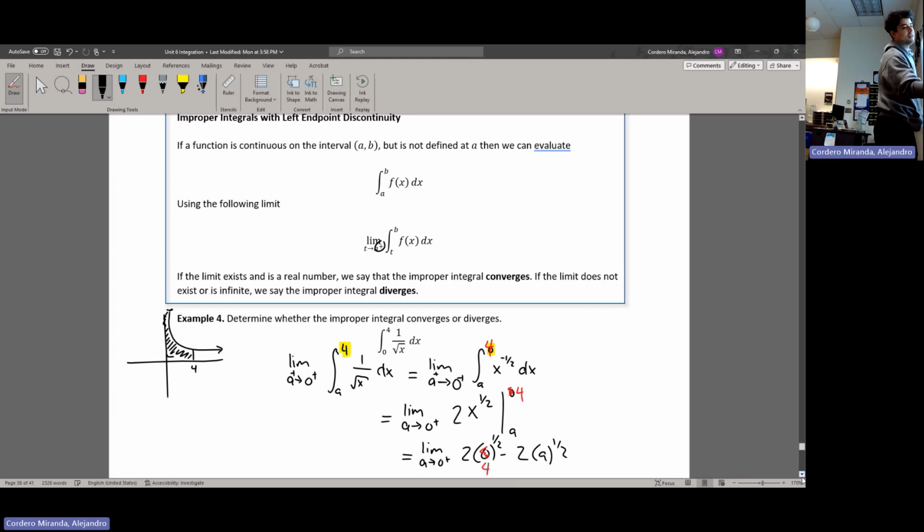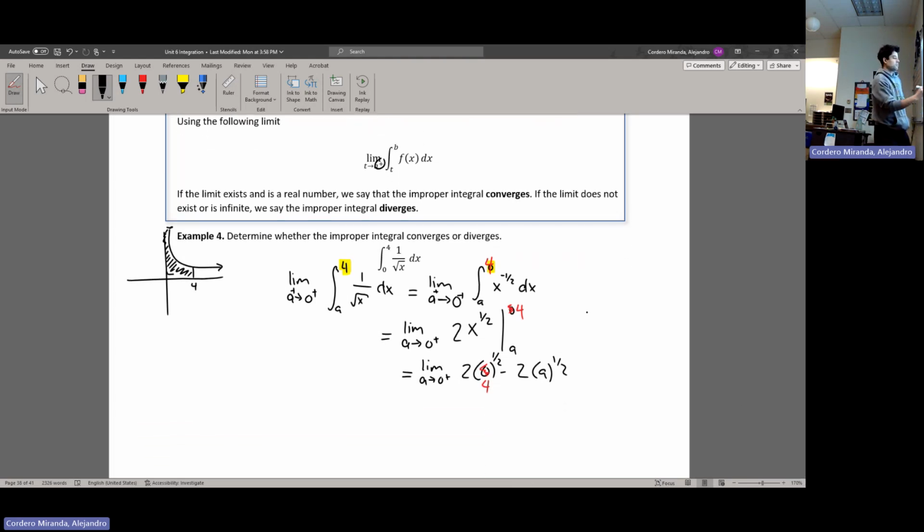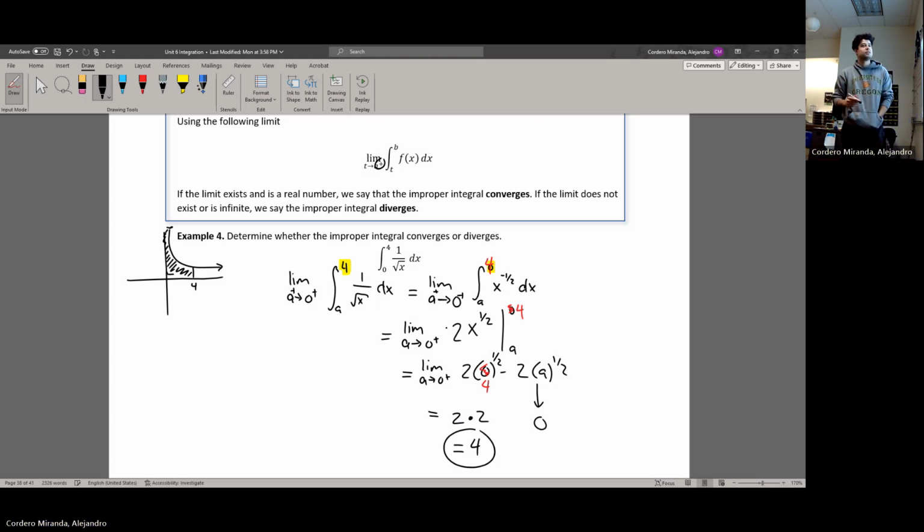And then see what happens as a approaches 0. Okay, so the limit as a goes to 0 of this is just 2 times 0, so this is going to be 0, and this will be 2 times 4 to the 1 half. So 2 times the square root of 4 would be 2 times 2, which is 4. Wow, awesome. So does this integral converge or diverge? Well, I got a finite number, so it's going to converge.